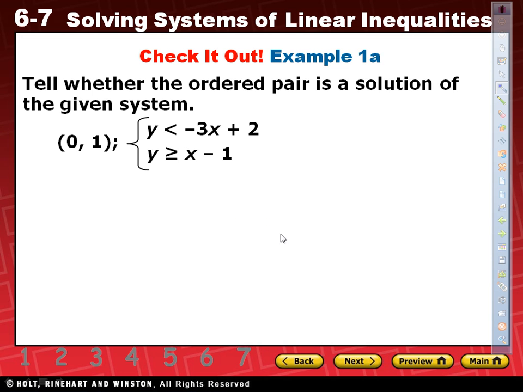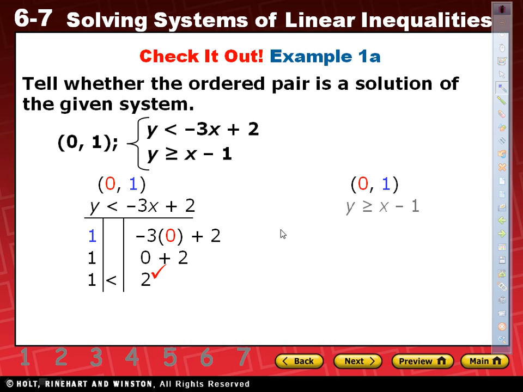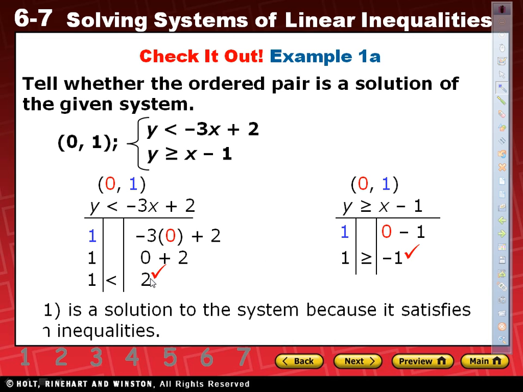You checked the first one. You found out that it's true. So we go to the next one. Well, look at it. Here it is. We go to the next one, and we find out that it's also true. So therefore, 0, 1 is a solution to the system. Hands up if you got that. Good. So now, we're done with checking. We know how to check.